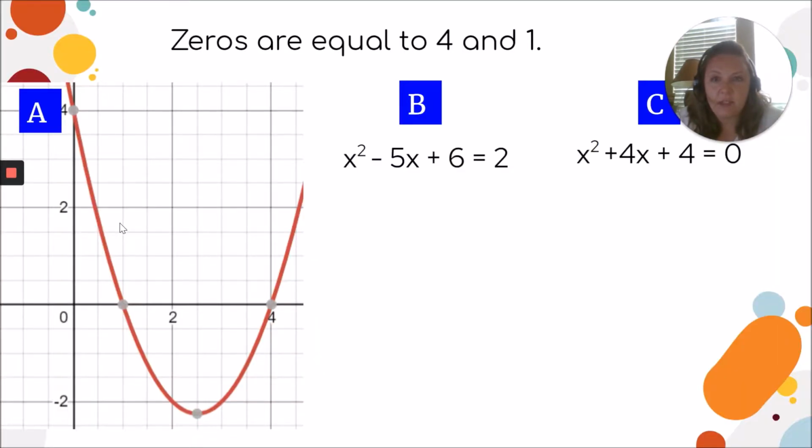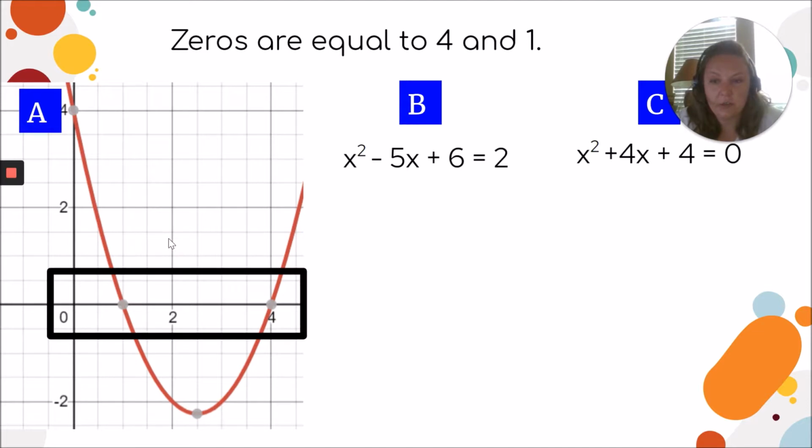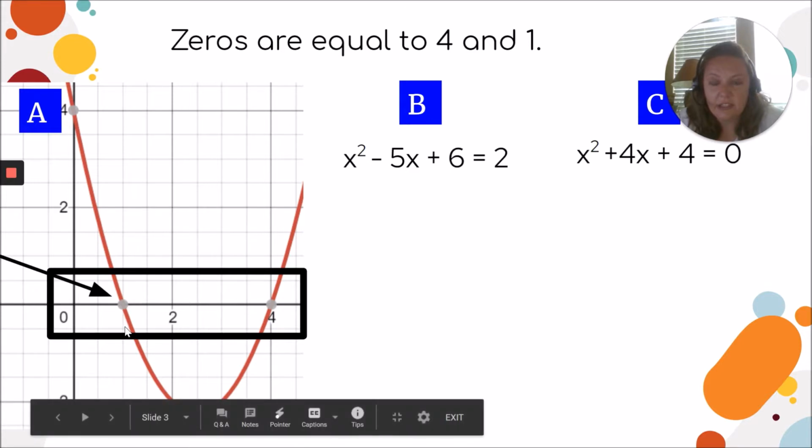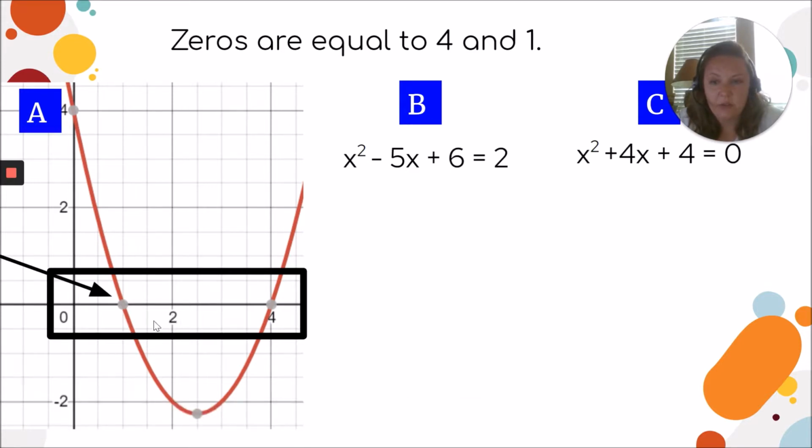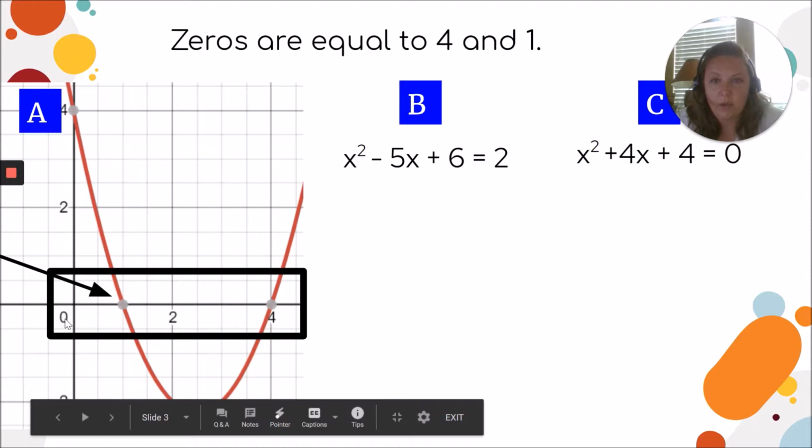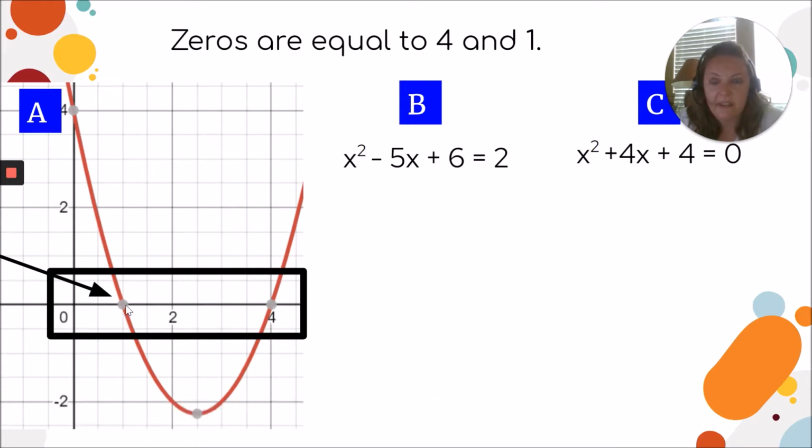In this first one, it says zeros are equal to 4 and 1. We want to figure out which two are true and which one is the lie. Let's take a look at the graph first. Here are the roots. This first one, I know there isn't a number right here, but take a look at where 2 and 0 are. So where would this point land? 1. This is 1, so that's right, because I need zeros that are equal to 4 and 1. And the other one is 4. Okay, so this one's definitely true.